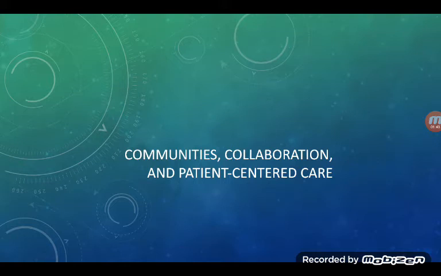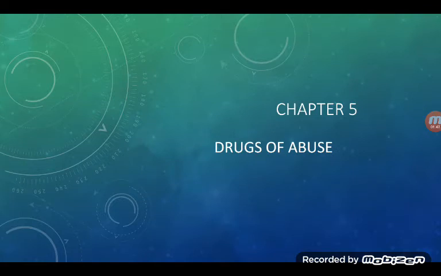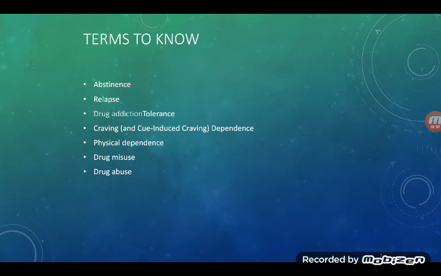So when we move on, we like to move into this idea of drugs of abuse. Many communities have problems with drugs of abuse. There are terms that we should know, things like abstinence, so staying away from the drug and or the behavior altogether. A relapse, which is if somebody was off of the drug for a while and then goes back onto it. Drug addiction and tolerance, which are different. We'll explore those in just a little bit. Craving, and cue-induced craving. So whether it's just physiological or psychological, or a combination of the two.